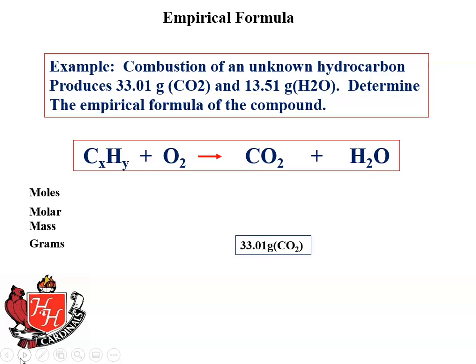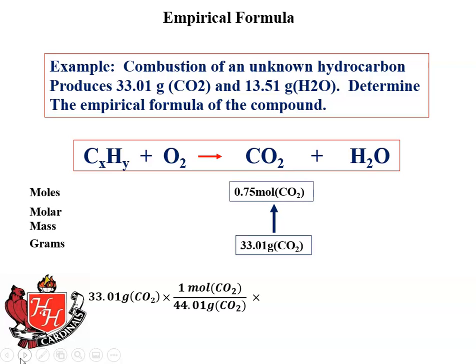So what we're going to do then, the first thing we always have to do, is convert grams to moles. So we start off, there's our grams of carbon dioxide. We use our molar mass conversion, which for carbon dioxide is 1 mole of CO2 for every 44.01 grams of CO2. And we can show that on our diagram from here. And what that gives us is 0.75 moles of CO2.